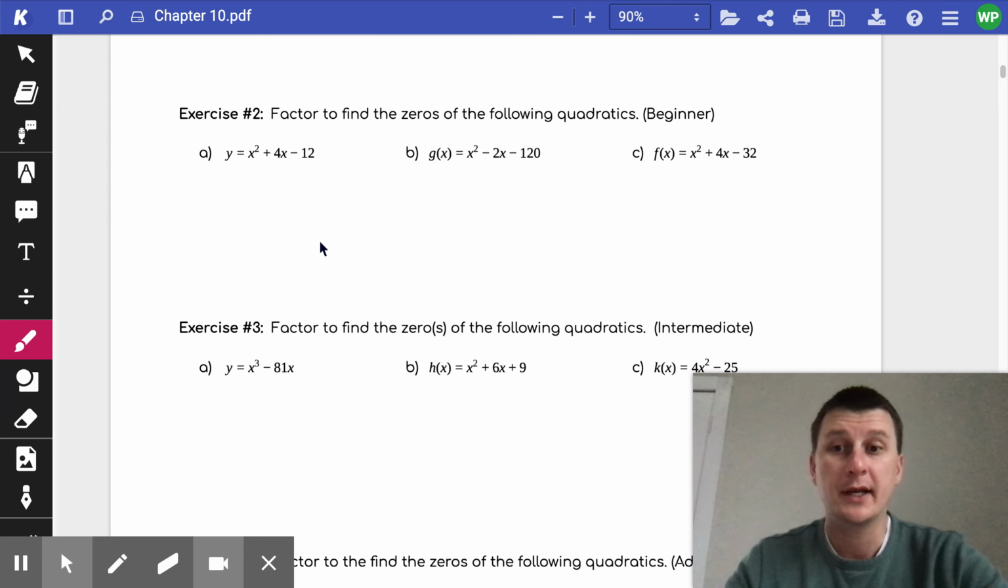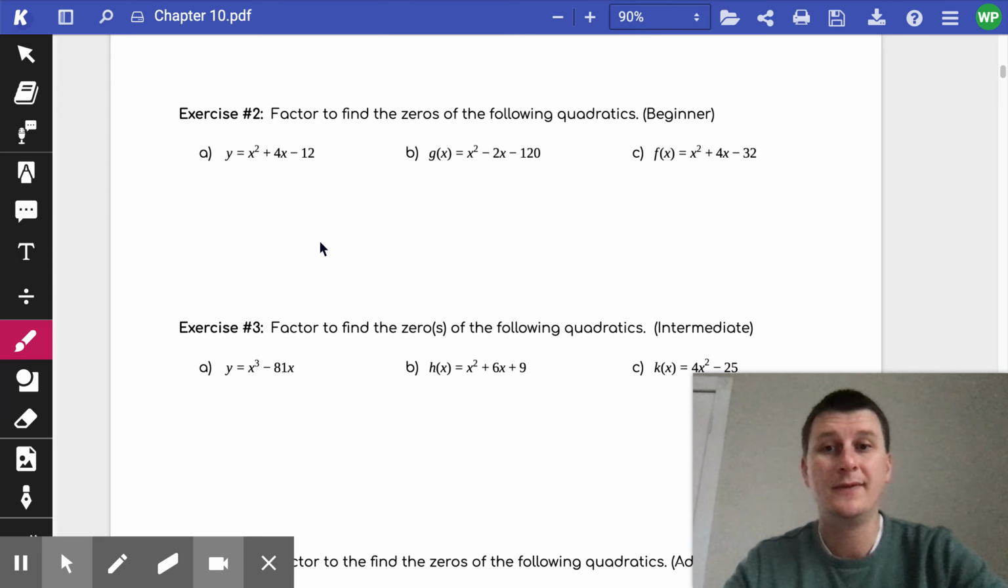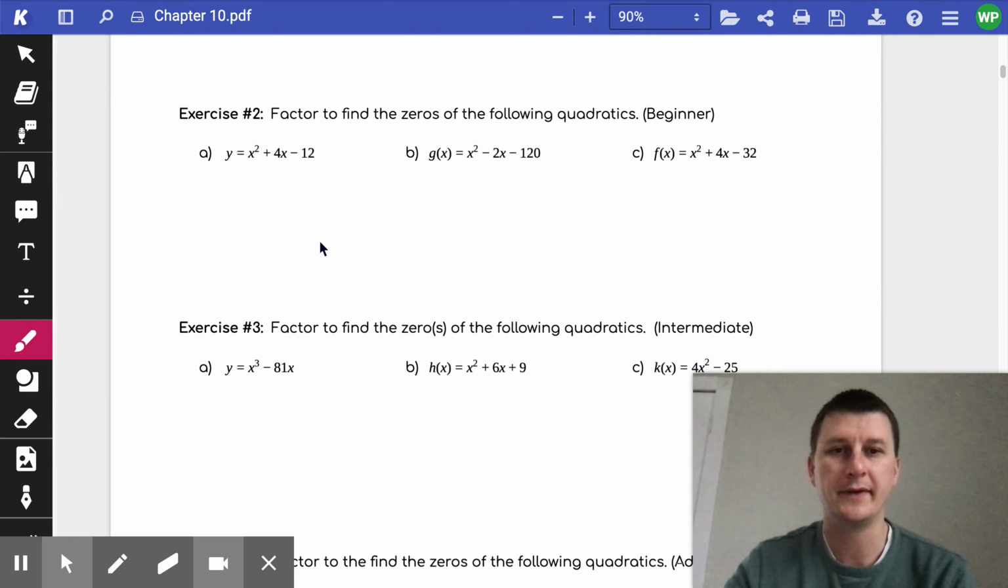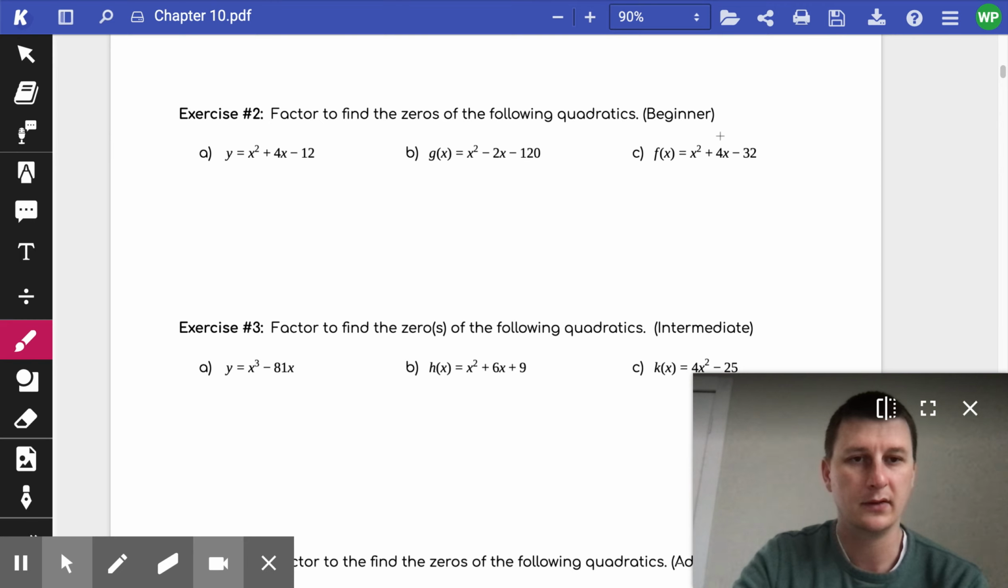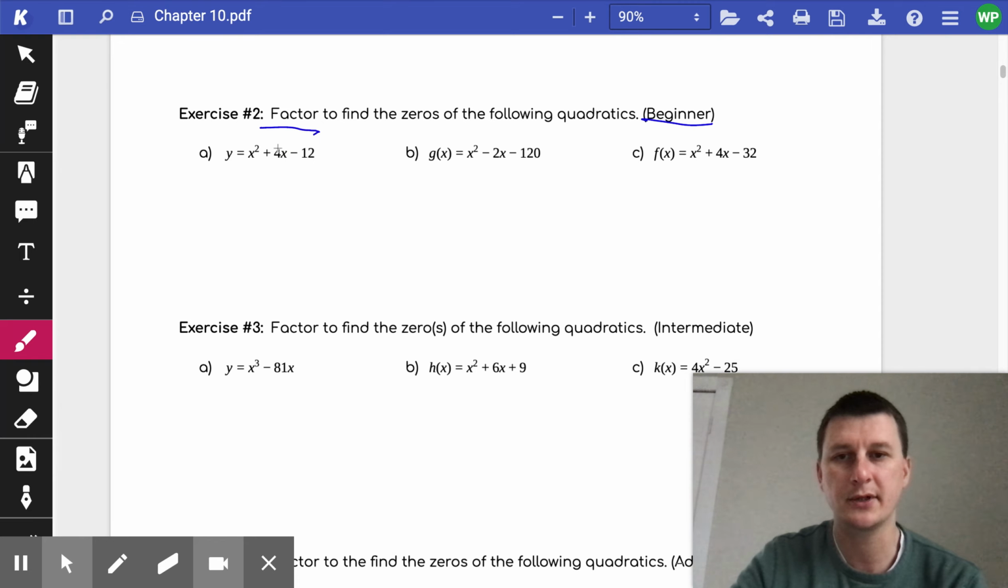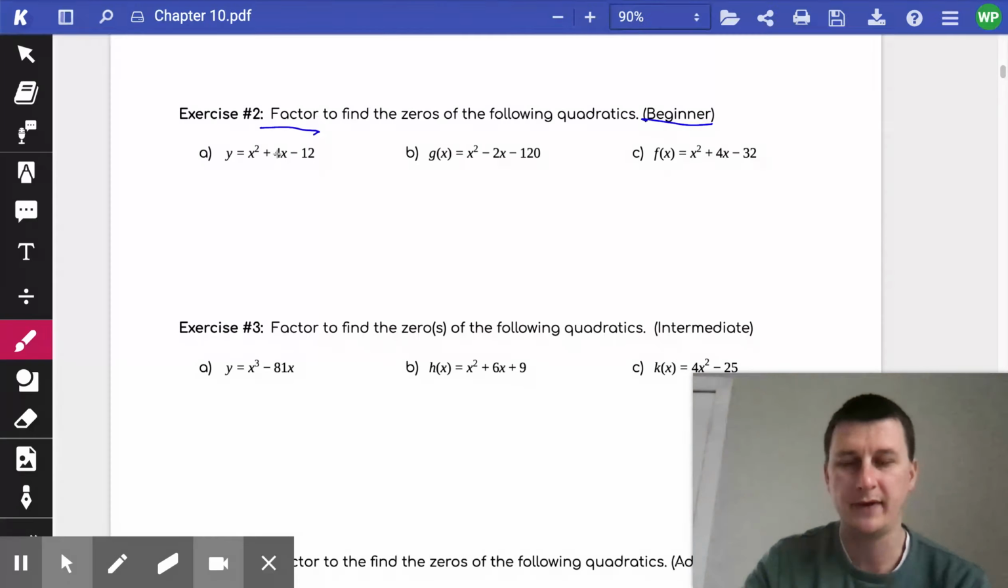So what we're going to do now in exercise number 2 is it says to factor to find the zeros of the following quadratics. So it says beginner, and then we are going to have intermediate and advanced. So we're definitely going to need to know how to factor. That's from chapter 8. And we're going to be factoring by finding two numbers that multiply to this negative 12 and add to that 4.